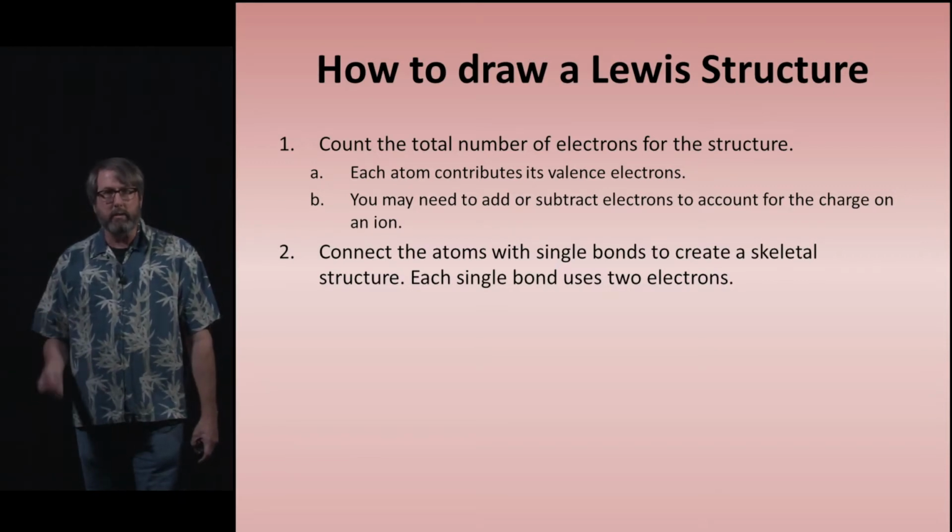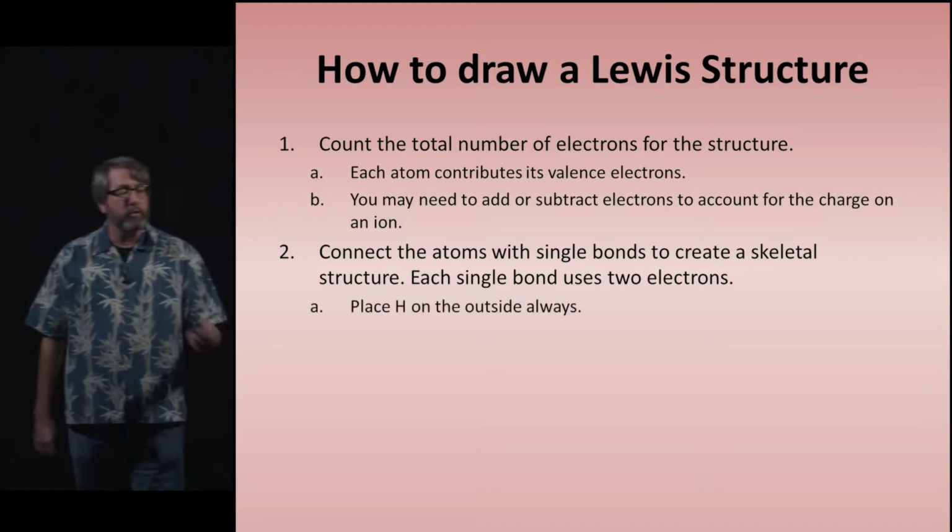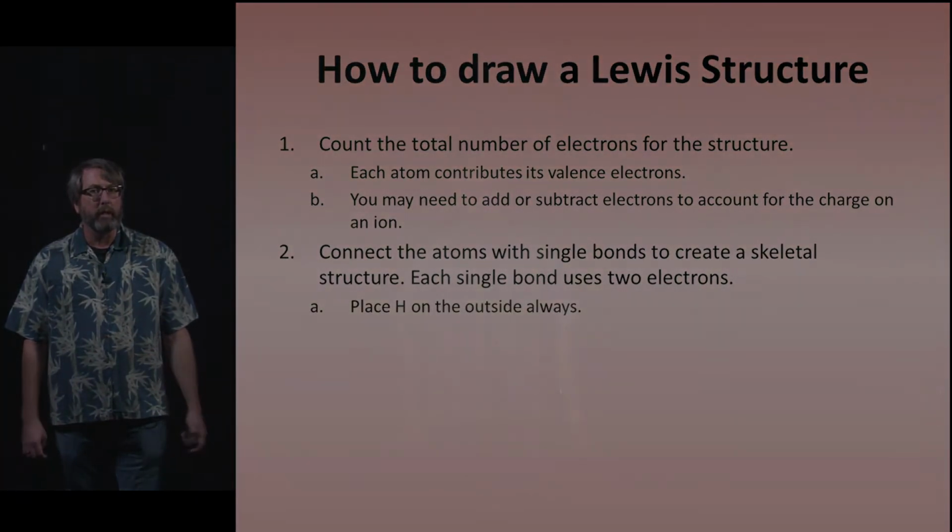Secondly, what we're going to do is construct a skeletal structure connecting all of the atoms using single bonds. Each single bond is going to use 2 of the electrons. And then if there are any electrons left over, we'll put them in as non-bonding pairs. Okay, so let's try that.